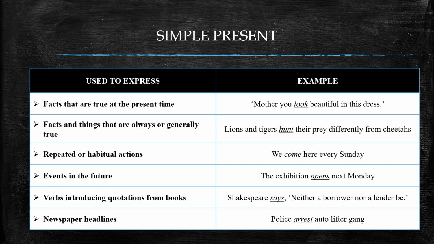It is also used to express verbs introducing quotations from books. For example, Shakespeare says, neither a borrower nor a lender be. And it is also used to express newspaper headlines. For example, the police arrest auto lifter gang.